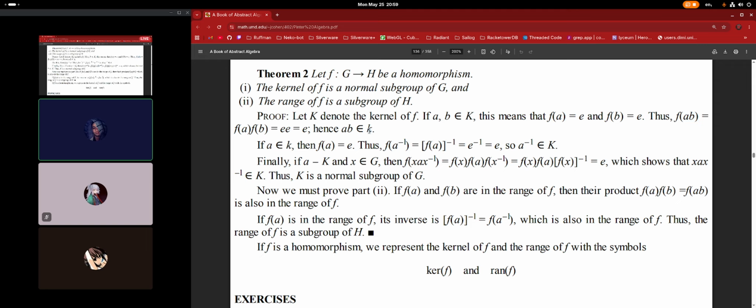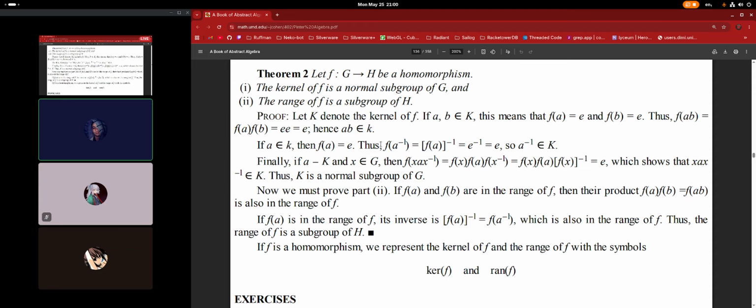This is also a typo. So good so far. Like even a monkey like myself can follow that. So now we go to another premise. If A is in K, then we know that F of A equals E. Again, this should be capital K.